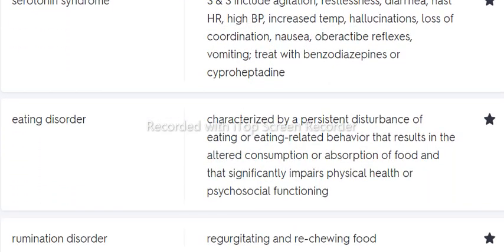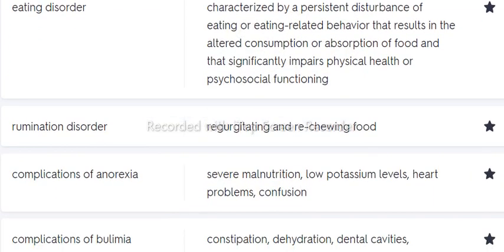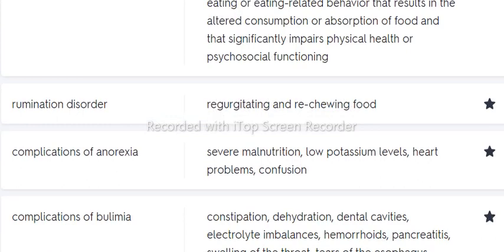Eating disorder, characterized by a persistent disturbance of eating or eating-related behavior that results in the altered consumption or absorption of food and that significantly impairs physical health or psychosocial functioning. Rumination disorder, regurgitating and rechewing food.